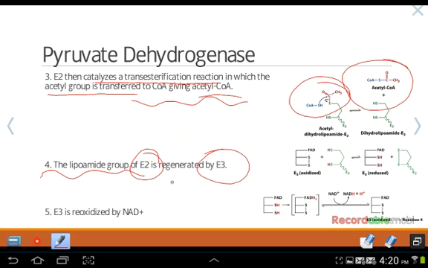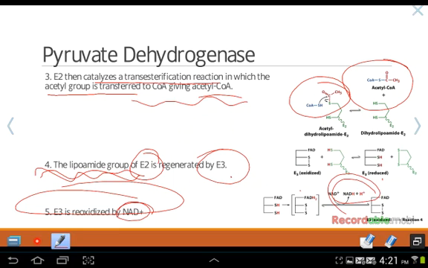This is done through the oxidation of E2 by E3, the reduction of E2 by E3, so that we can regenerate the lipoamide and the enzyme can continue. Then E3 needs to be reoxidized utilizing a NAD+. So here we actually generate another NADH.